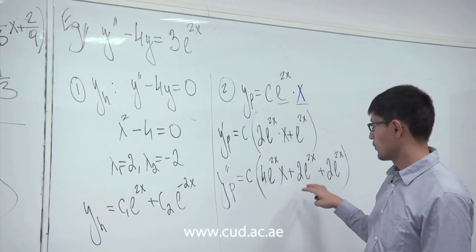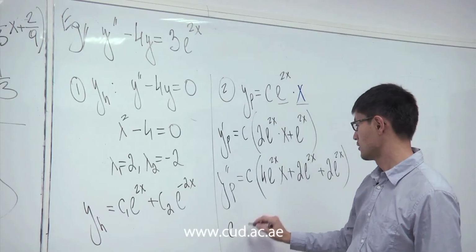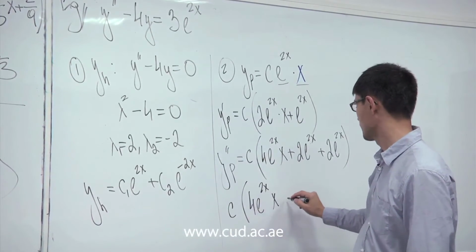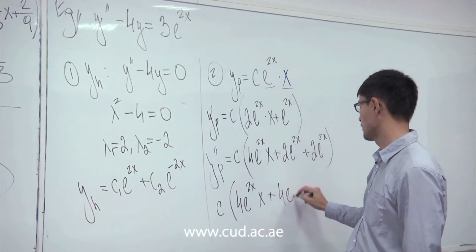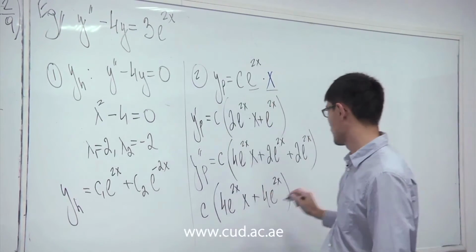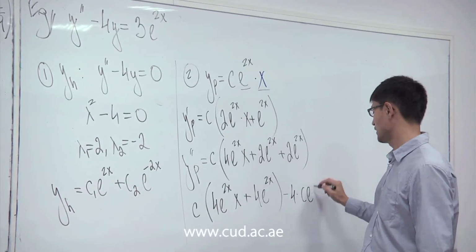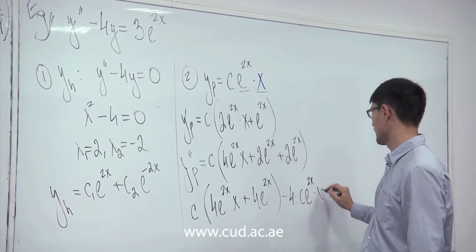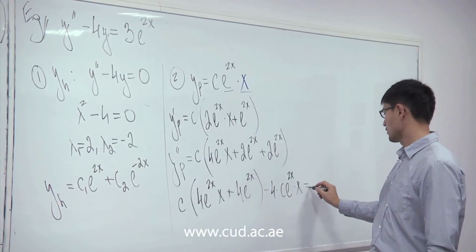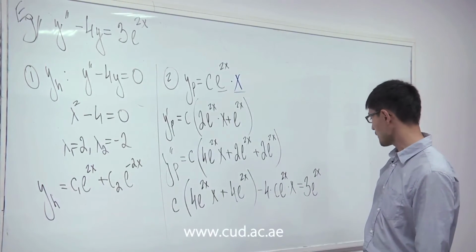So let's plug y double prime into the differential equation, and we'll get c times 4 e to the 2x, plus, this gives us 4 e to the 2x x. So this is y double prime, and then it goes minus 4 times y, and this is our y, c e to the 2x times x. All right, so that's the left-hand side of the differential equation, which must be equal to the right-hand side, 3e to the 2x.